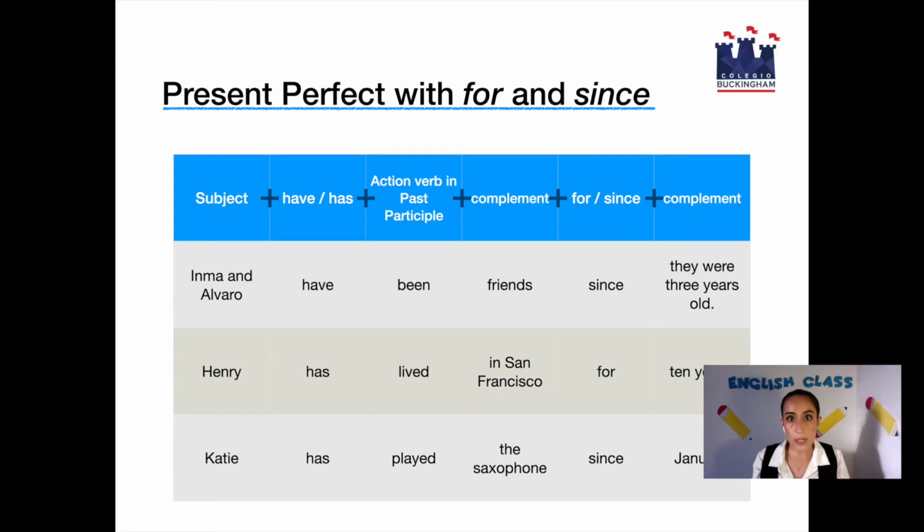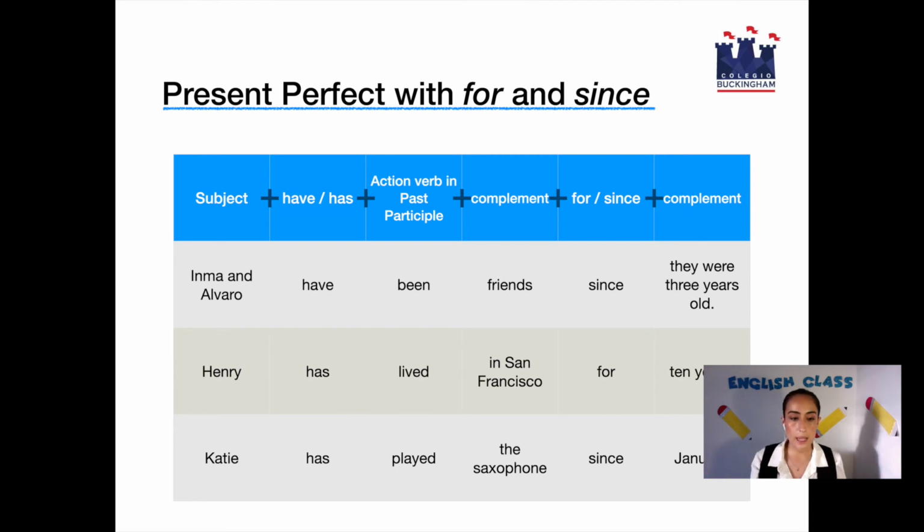For example, in here we have our 3 examples of this class. Inma and Alvaro, in this case, is our subject. Have, because they are two people. Then we have the action verb in past participle. In this case is been. Remember, been is the past participle of be. And then we have our first complement. In this case is friends. Then we are going to choose for or since. And in this case is since. And then the complement that encloses: they were 3 years old.